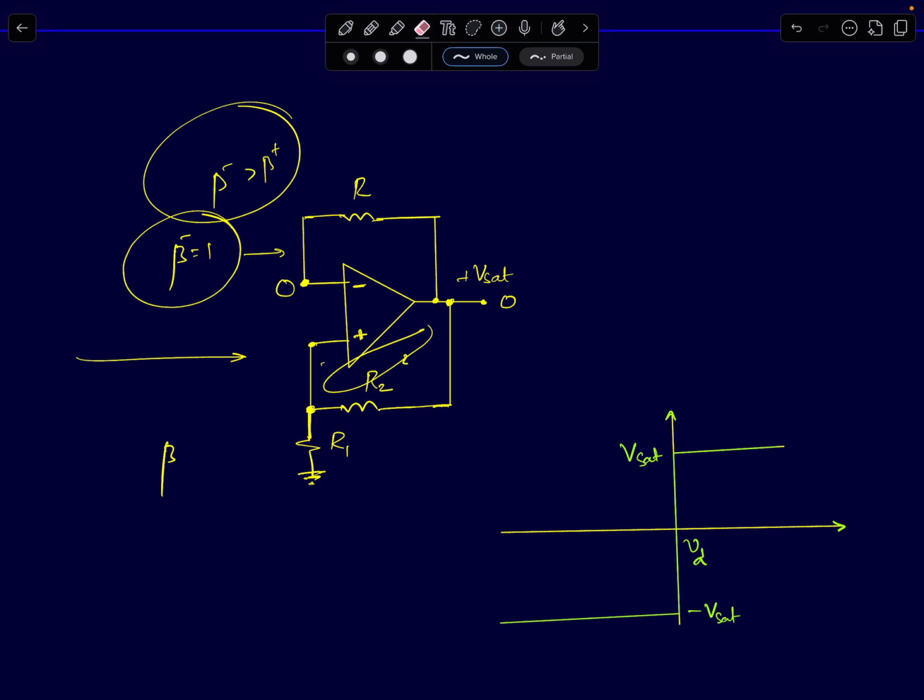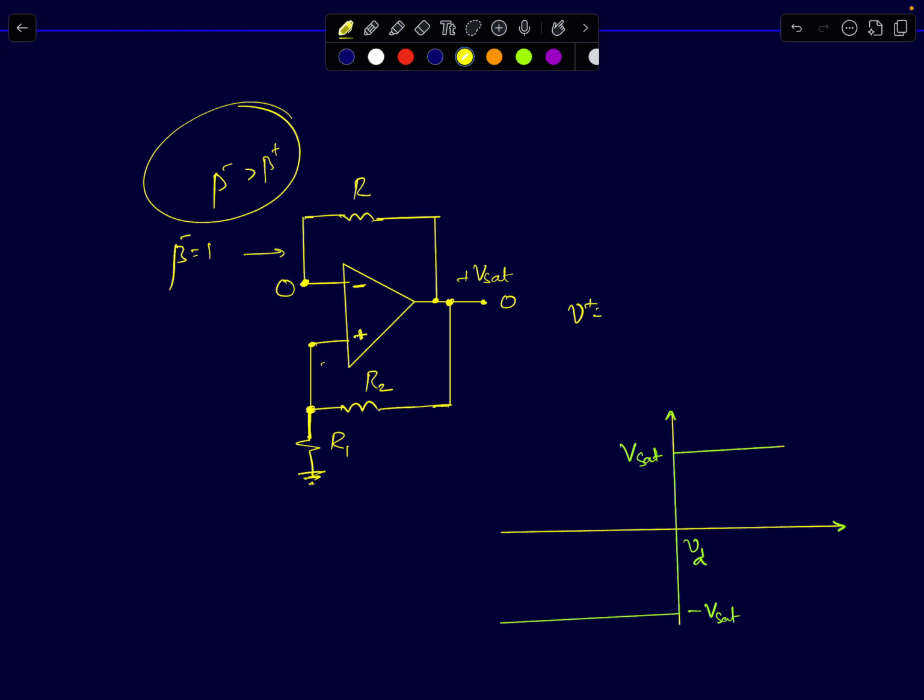If the circuit has an overall negative feedback, this node and this node will track each other. V plus will be equal to V minus. If V plus equals V minus, what do you get? If I say V plus equals V minus, what is V plus? V plus is simply given by beta times V naught, right? If this is V naught, this node voltage will be at beta times V naught, and V minus is simply equal to V naught. So if there is negative feedback, these two node voltages will be equalized.